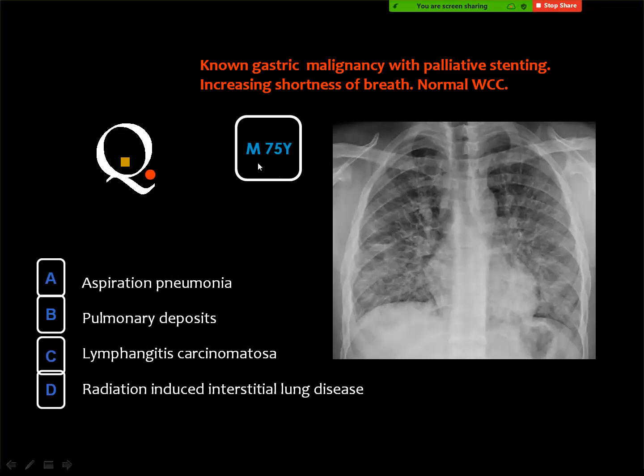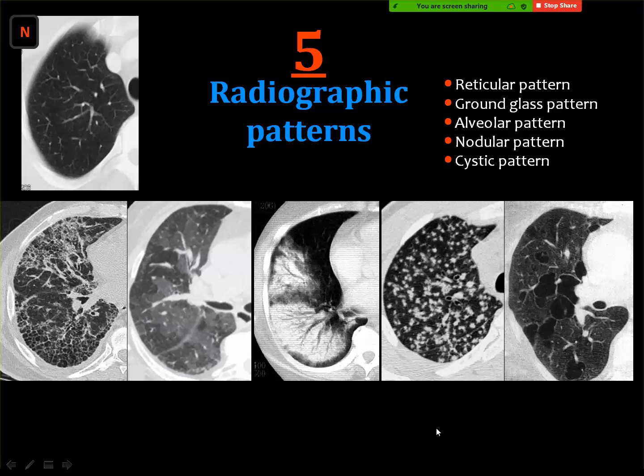And this is a male patient, 75 years old, with known gastric malignancy. Pulmonary deposit? Lymphangitis carcinomatosis. Yes. I have mentioned that whenever you see interstitial lung opacities in a patient known to have a primary malignancy, then you should think of lymphangitis carcinomatosis.